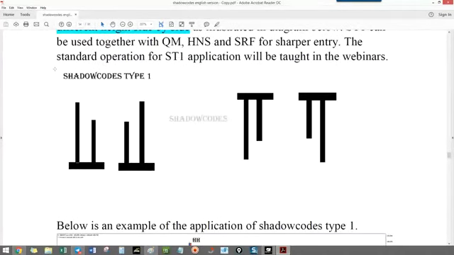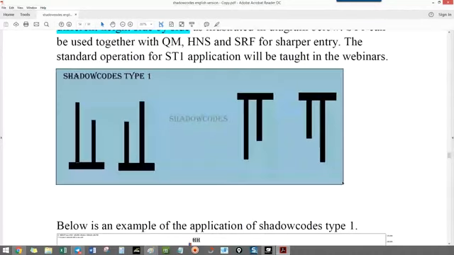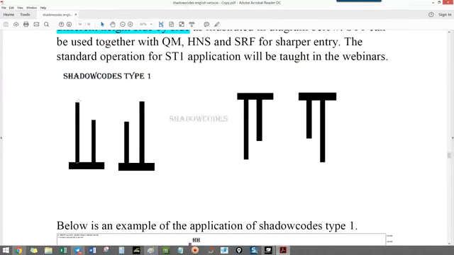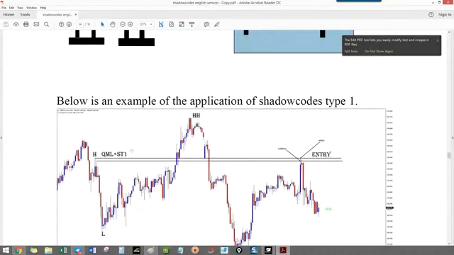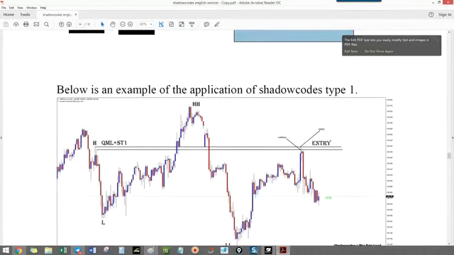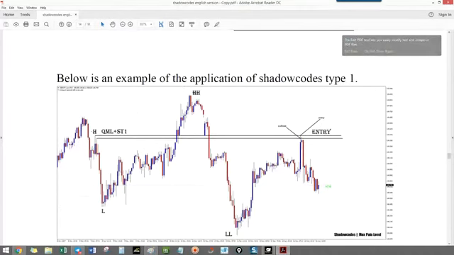So this is ST1. It needs to have a different height. This one needs to be higher than this one, or this one needs to be lower than this one. And this one is just an inverted version. So below is an example of the application of Shadowcode type 1 using QM.